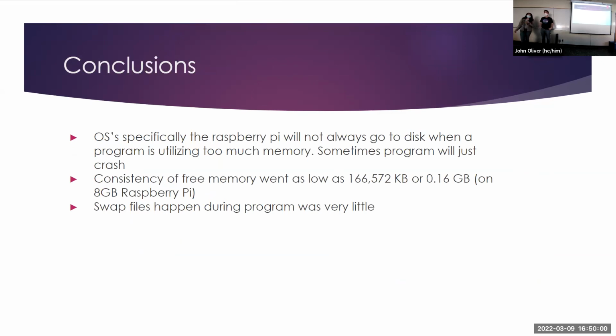So overall, the conclusions: we found that the operating system, specifically on the Raspberry Pi, will not always go to the disk. We saw that the swap usage was very low, and we weren't sure specifically if it was because of our program or just the background of the operating system. We also saw that the free memory went as low as 7,000 megabytes for the 8 gigabyte Raspberry Pi, but then Jack said for the 4 gigabyte Pi, it just killed it. So we're really not sure why. There's a reason for that also.